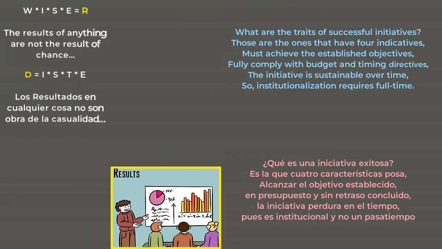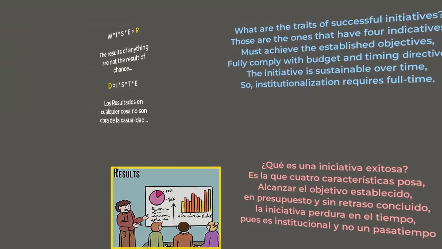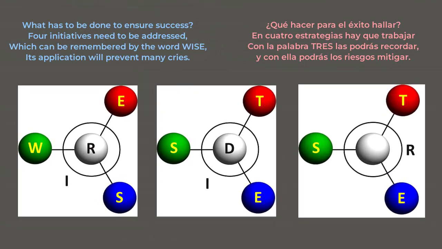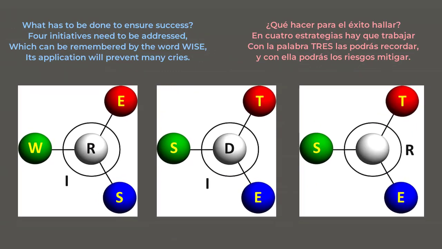What are the traits of successful initiatives? Those are the ones that have four indicators. Must achieve the established objectives. Fully comply with budget and timing directives. The initiative is sustainable over time, so institutionalization requires full time. What has to be done to ensure success? Four initiatives need to be addressed, which can be remembered by the word WISE. Its application will prevent many cries.